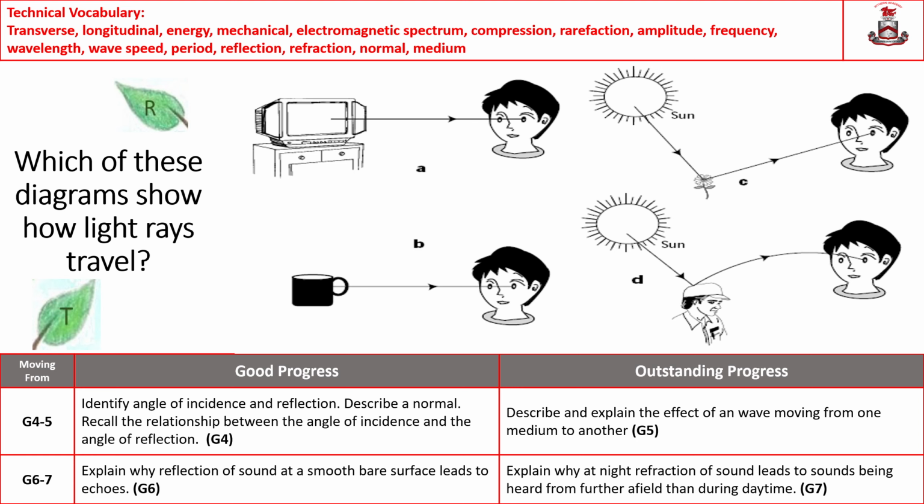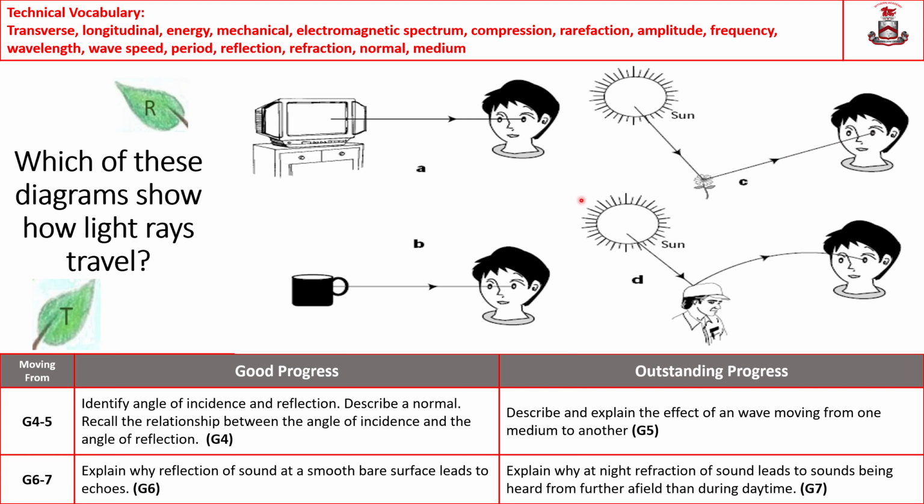Now, which two of these show how light rays travel? I'll give you a few seconds to have a think. Well, this is a TV. It's got its own light source, okay? So it's creating light, so A would be correct. B, the cup isn't a light, so B is not correct. C is correct. You can see this flower because the sun's rays hit the flower. The light rays reflect off the flower and go towards your eye. So that is how you can see this flower here.